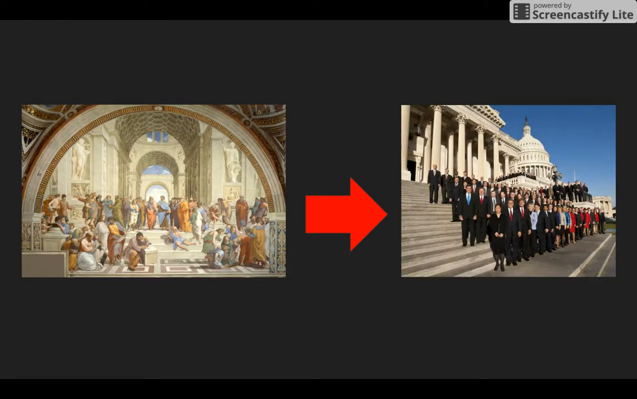All right, so we know that ancient Greece, their democracy directly influences US democracy.